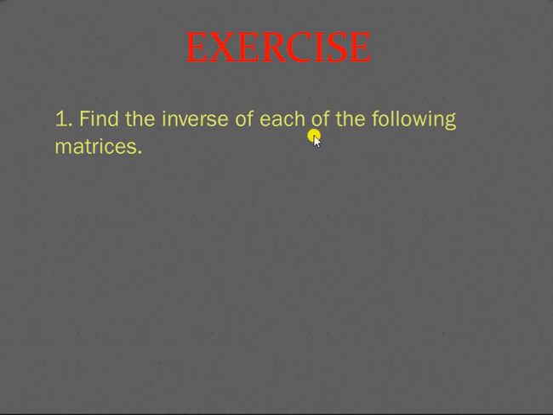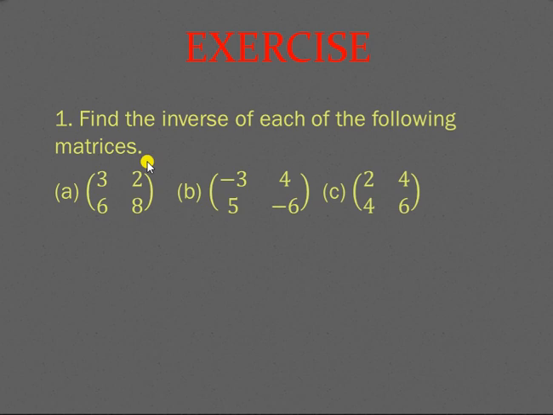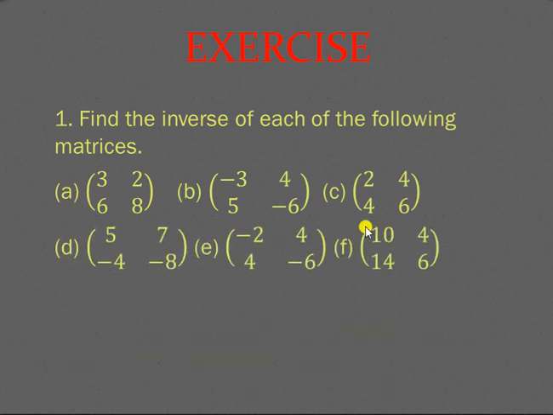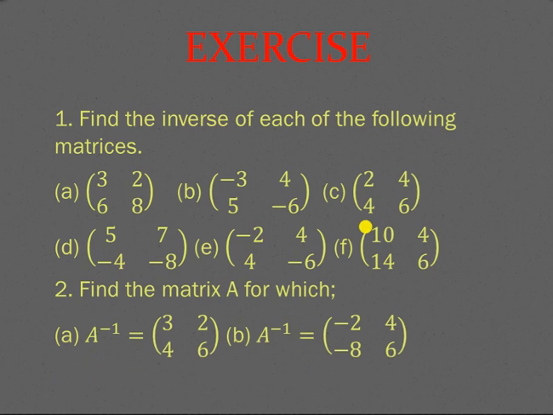Number 1, find the inverse of each of the following matrices. Part A is given by this, part B is that, and part C is that. Part D is that, part E, part F is that. And finally, number 2, find the matrix F for which. Now I'm giving you the inverse matrices. So this number 2 will be attempted based on the idea of number 2, and number 1 will be attempted based on the ideas of example number 1.